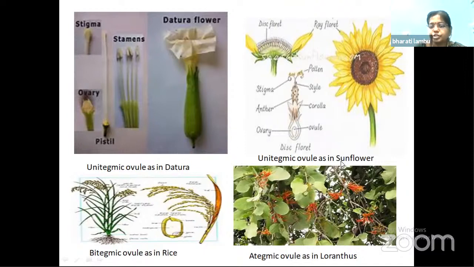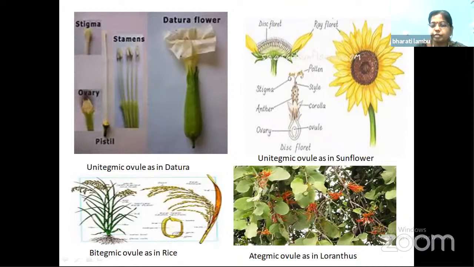This is the picture of sunflower. It also has a single integument. It is called a unitegmic ovule. This is the bitegmic ovule in the rice plant. Rice plant is nothing but a monocot. So in monocot, bitegmic ovule is seen, that is it has two integuments, both outer and inner. Why do you think it has two integuments? Because it has only a single ovule inside. That means only a single seed is formed. That should be protected. That is why it is covered by two layers for protection.